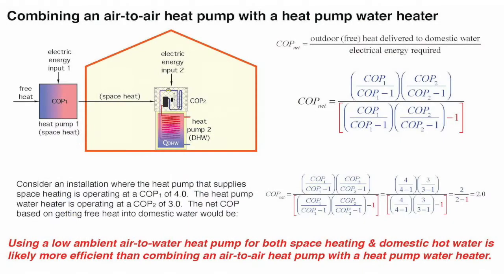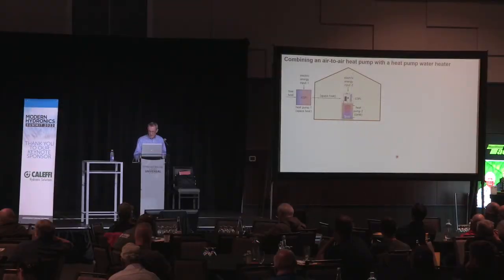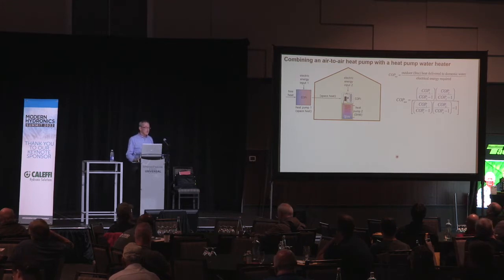But in this situation, we're looking at heat pump number one on the left puts the energy in the thermal envelope, and then heat pump number two absorbs some of that energy, combines it with more electricity, and puts that into your domestic water. And it's kind of an interesting thing, because this is what the math ends up looking like, and it's pretty ugly, isn't it? But this is actually a net COP. And by net COP, I mean, what is the ratio of the heat actually delivered to the domestic hot water divided by the electrical energy input?